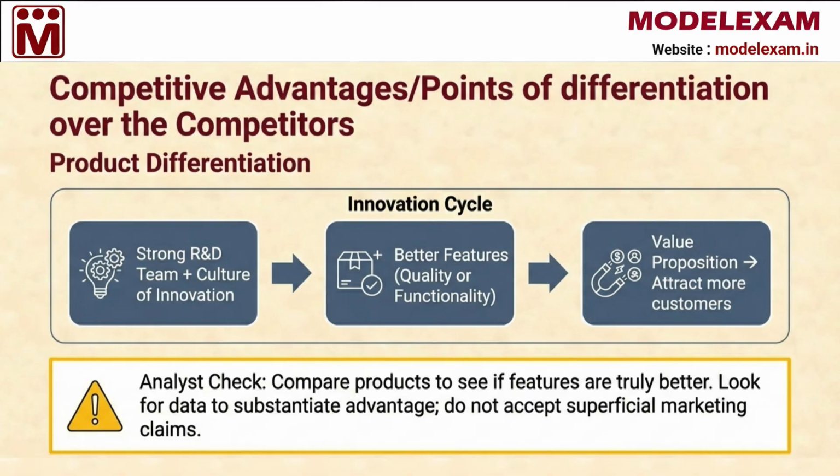Let us break down product differentiation. This begins with an innovation cycle. A company needs a strong research and development team plus a culture of innovation. This leads to better features such as higher quality or better functionality. These features create a value proposition which allows the company to attract more customers. But as an analyst, be careful. You must compare products to see if features are truly better. Look for data to substantiate the advantage and do not just accept superficial marketing claims.